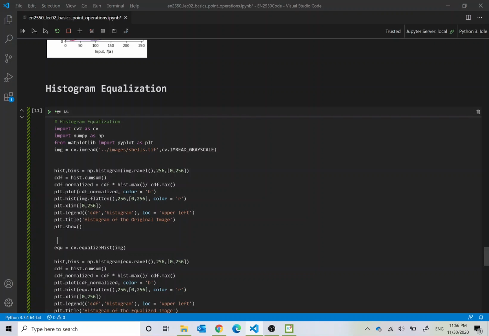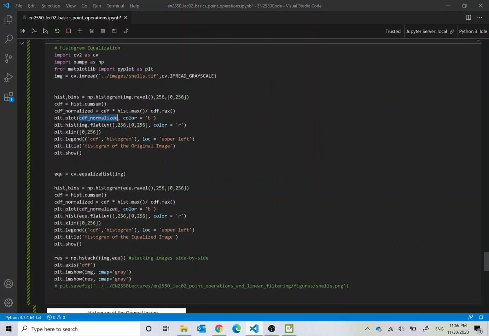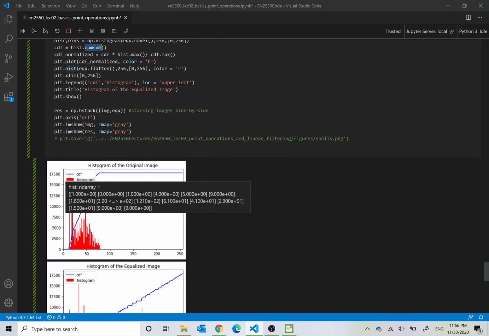Okay, let's look at the histogram equalization code. So I'm opening the shells image here, and then histogram and bins we compute, and the cumulative sum also, and the normalized CDF, and then plot the normalized CDF in blue. Then the equalized image we obtain by cv.equalizeHist, and of that also we get the histogram and the bins and the normalized one also, and then plot.